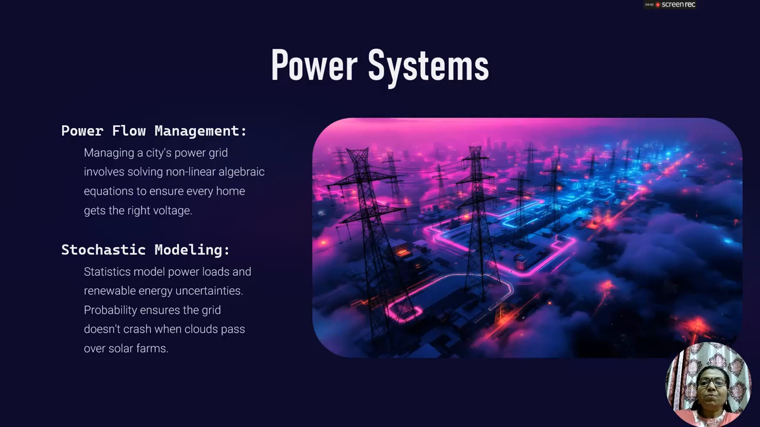Also, we can use power systems in stochastic modeling. That is, statistical models represent power loads and renewable energy uncertainties. Here we can use probability theory. Students normally come across probability concepts. The probability ensures the grid doesn't crash when clouds pass over the solar farms. In this way, in power systems also, these mathematical concepts play a very important role.